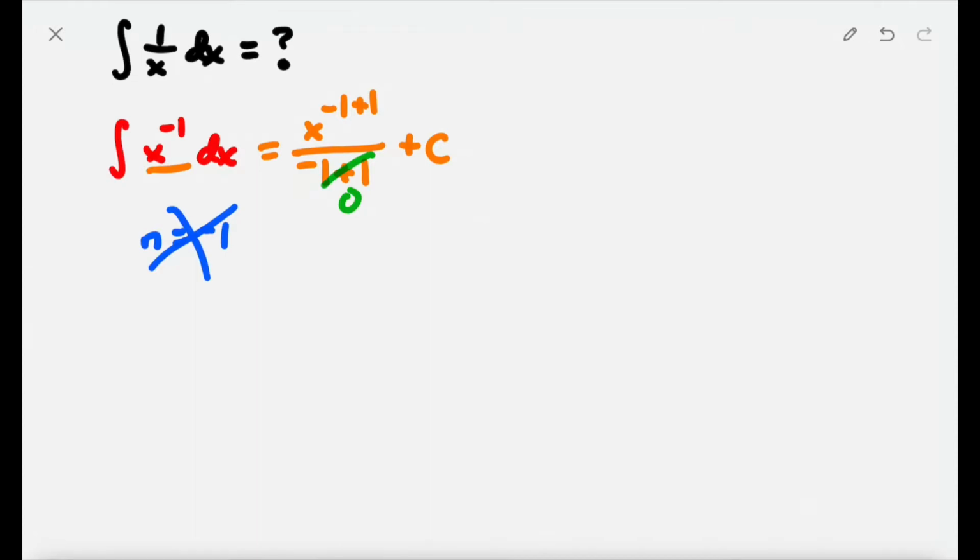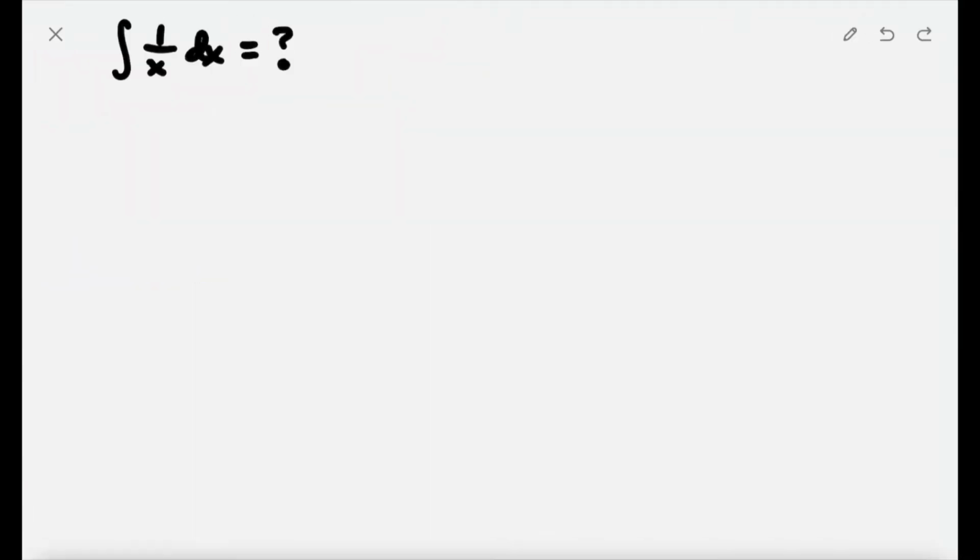So let's start with a shortcut way of doing this. The shortcut is remembering that the derivative of ln x is equal to 1 over x. So if the derivative goes this way, the antiderivative has to go this way. The derivative is going to the right; if you're going backwards, you're going to the antiderivative. So the antiderivative of 1 over x, therefore, would just be equal to ln x.